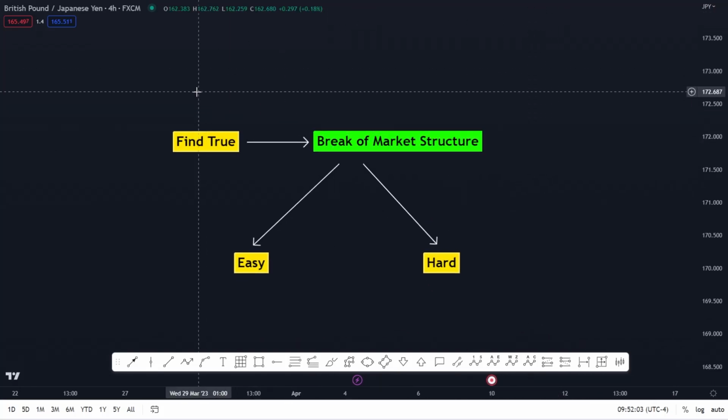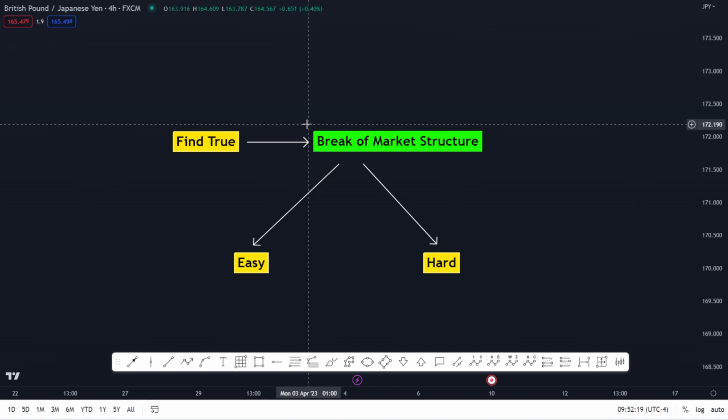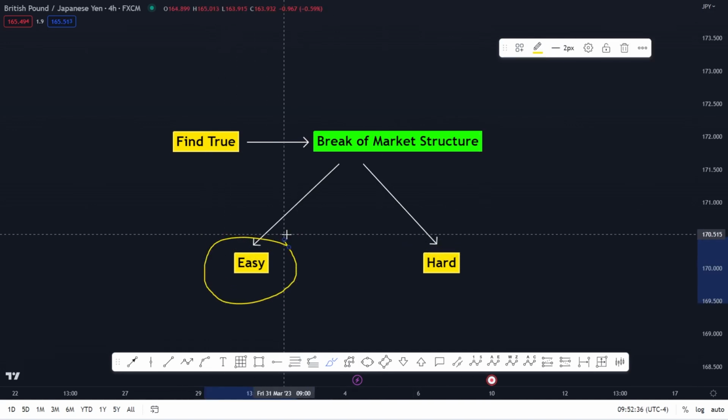In this video I want to show you how to find true break of market structure in the higher time frame, so that when you move on to the lower time frame you can see it happening in real time. Another thing before we move on, you might be asking yourself whether this is going to be hard or easy. This is going to be easy, and I'll make this video so that everybody can understand it very easily. This is not going to be hard.